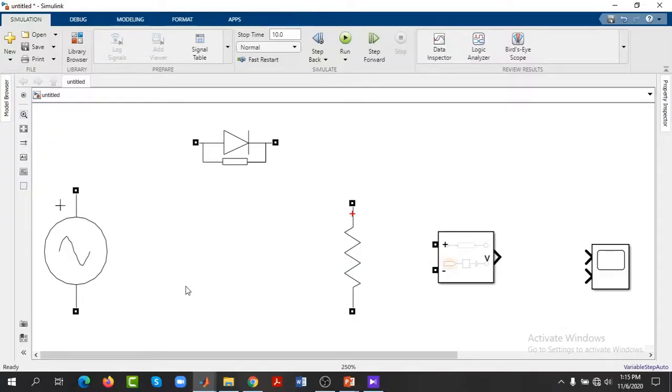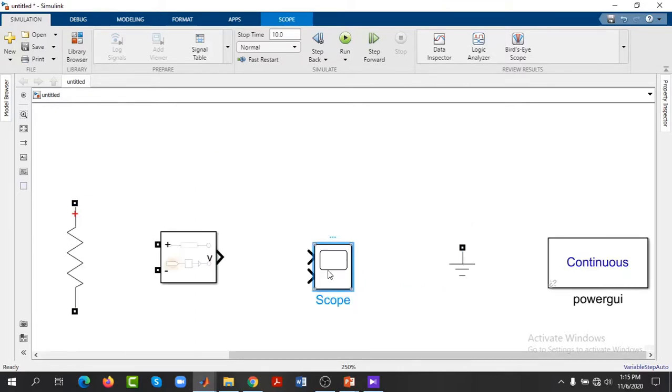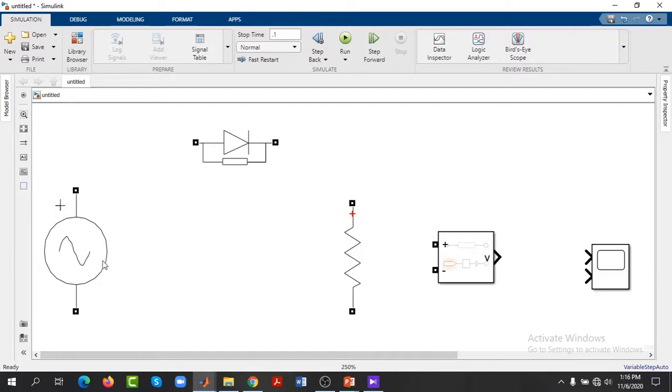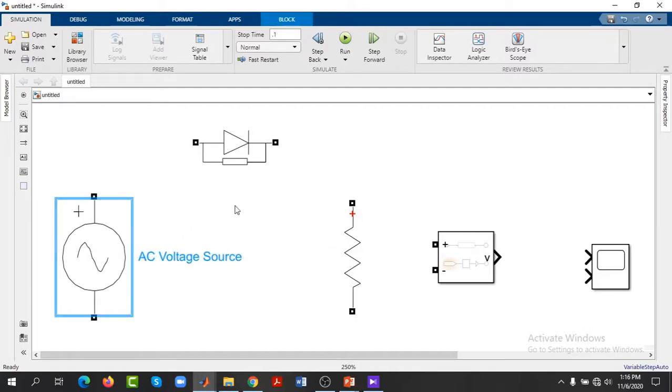The equipment required to make a half-wave rectifier are an AC voltage source, diode, resistor, voltage measurement, scope, ground, and a Powergui block. Now let's move on and connect these components to make a half-wave rectifier.